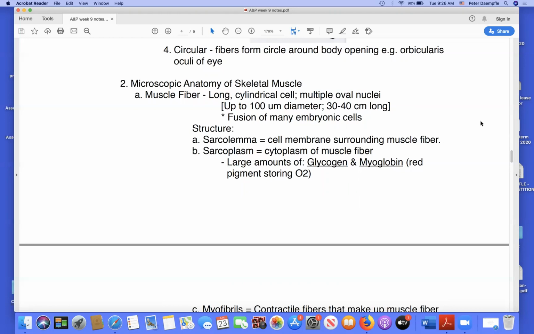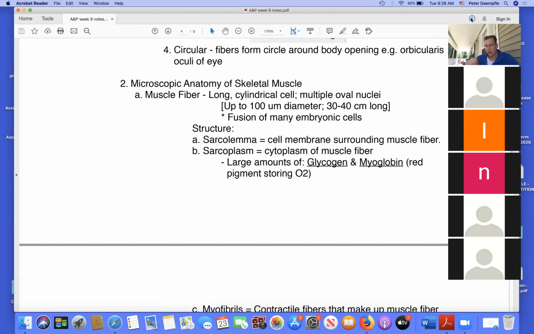Glycogen is the storage form of sugar, and glycogen allows you a lot of instant energy in the muscle so the muscle can do what it's supposed to do. The muscle cell needs a lot of instant energy to change the ATP into mechanical movement.